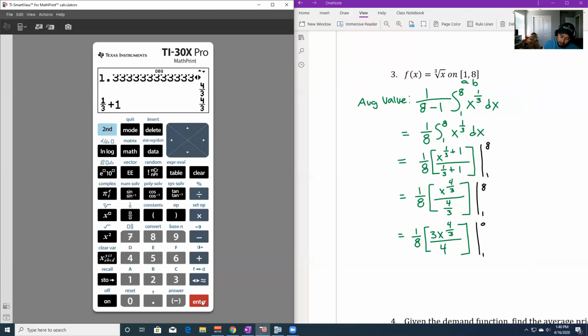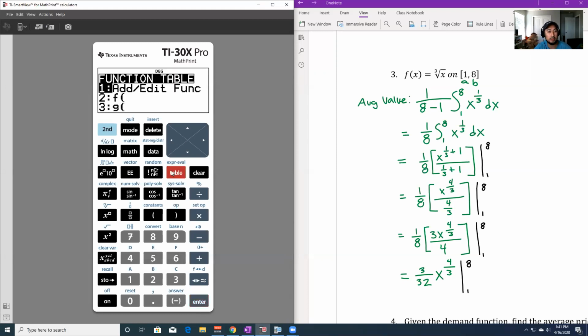And now one final cleanup. Go ahead and multiply that 1/8 in there. So you multiply and you'll get 3/32 x to the 4/3 from 1 to 8. Okay, and let's do it.